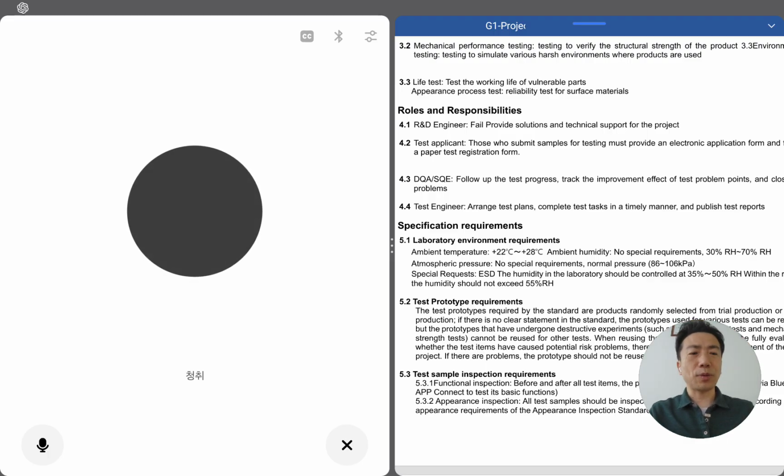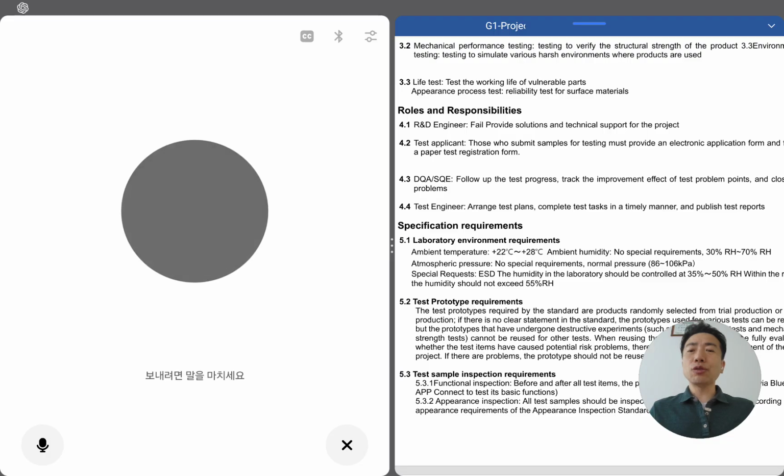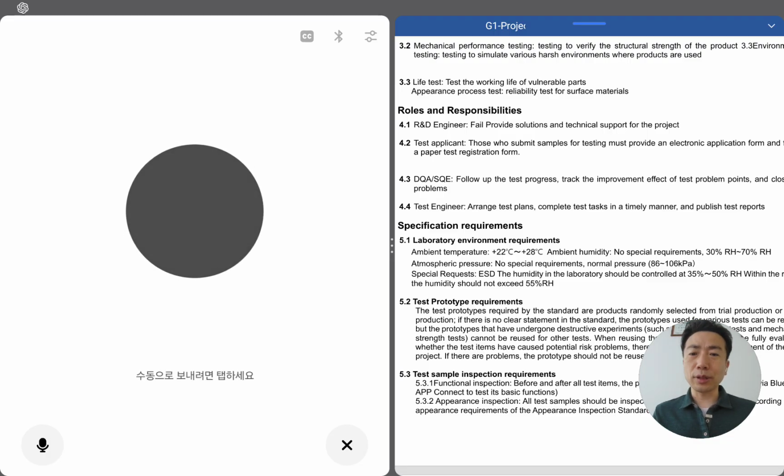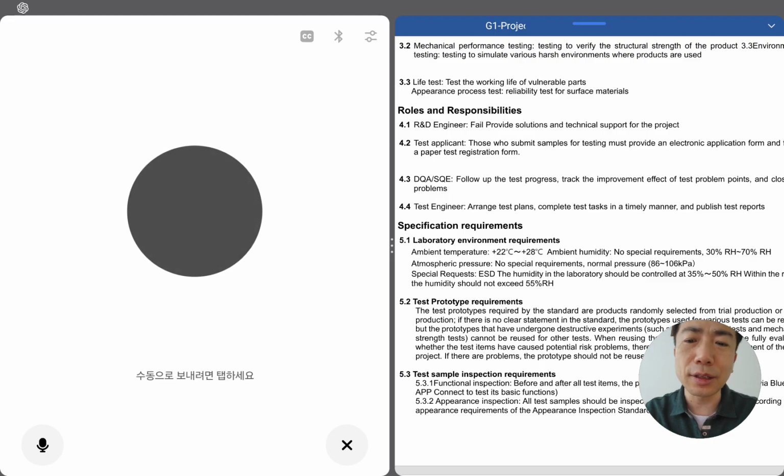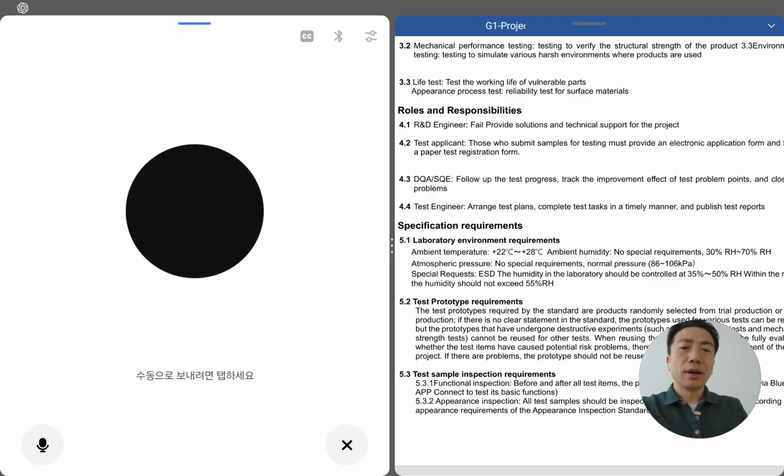I got the point. Okay, I got the point. I'm sure you understand my intention perfectly. If I were the writer of this document, I would present these laboratory environment requirements in a table for easier readability.